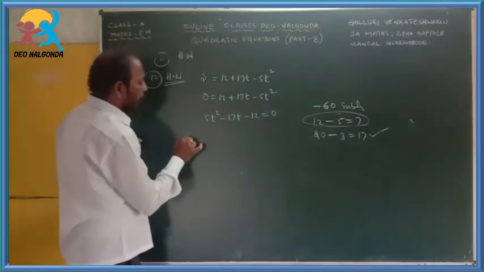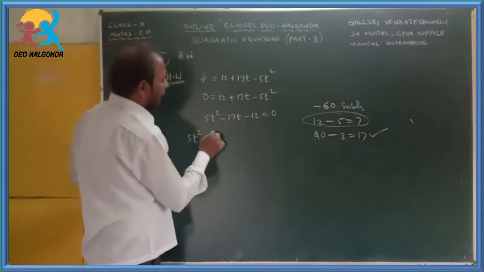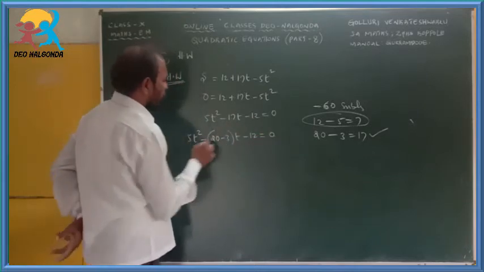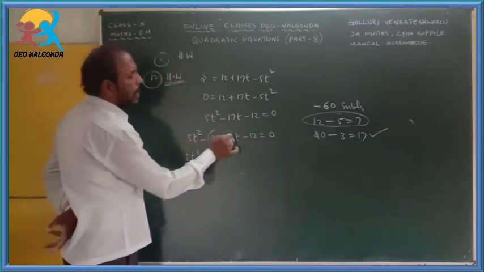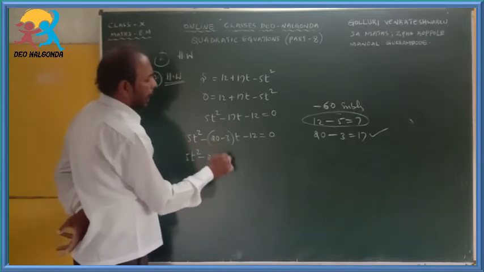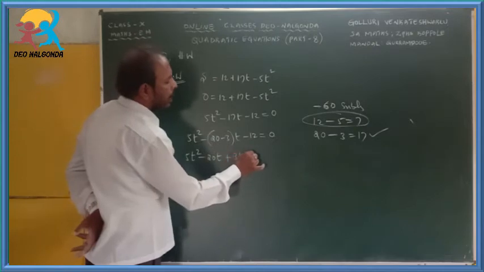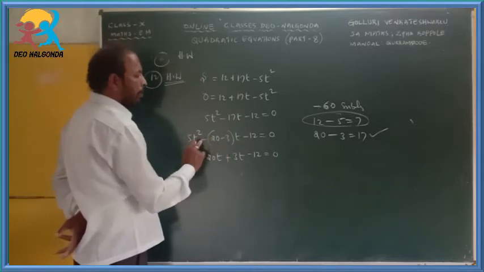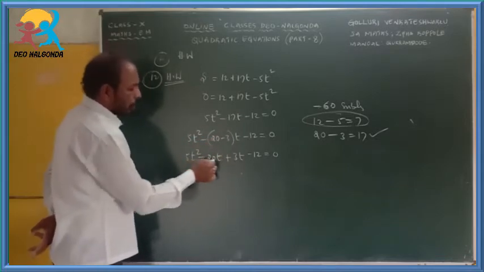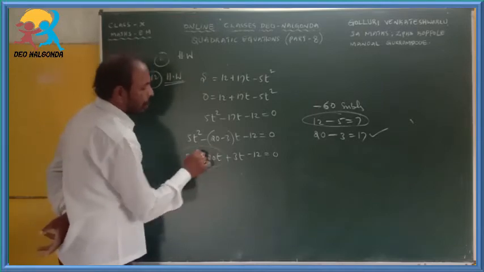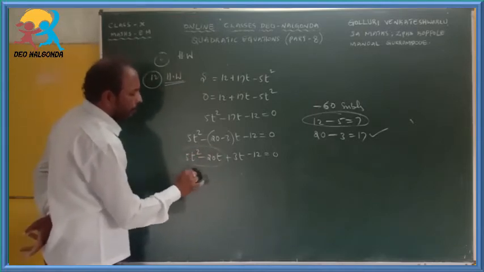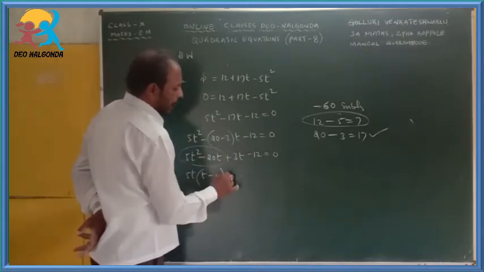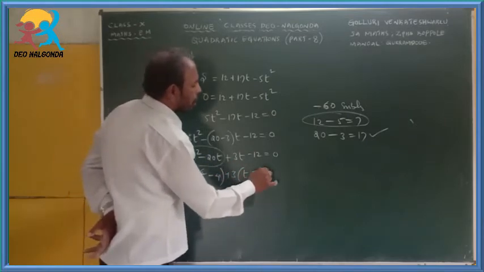So 5t square minus 17t is written as 5t square minus 20t plus 3t minus 12 is equal to 0. Look here, 17 is written as 20 minus 3, so minus 20t plus 3t. From the first two terms, taken as one group, 5t is taken common. The remaining is t minus 4, since 5 fours are 20. From the other two terms, 3 is taken common, and the remaining is t minus 4, equal to 0.